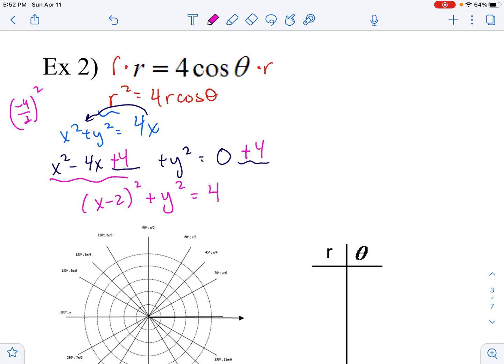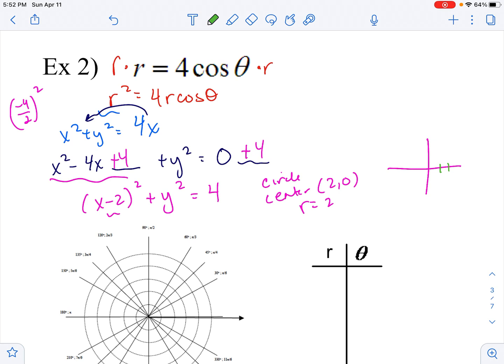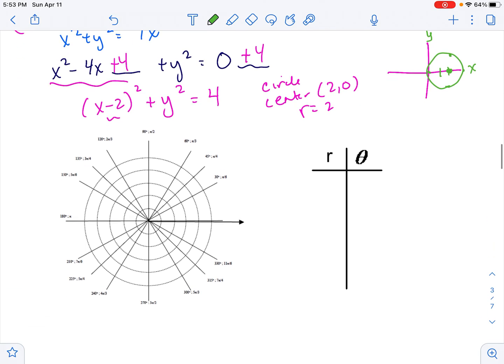All right, so if we are looking to graph this in rectangular coordinates, this is just a circle. The center is going to be, remember, it's the opposite because we set it equal to 0, (2, 0), and my radius is 2. So if I'm graphing this just on a normal xy axis, I go over to 2, and then I'm going to go up 2, down 2, right 2, left 2, and there is my circle. So this is what it would look like in normal xy coordinates, and it should look the same in polar coordinates. So we're going to plug in some values.